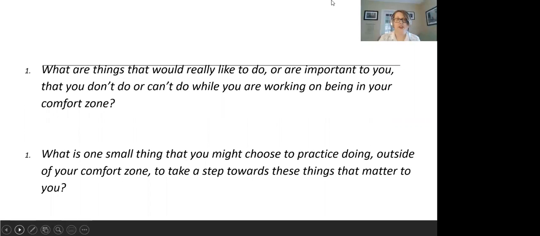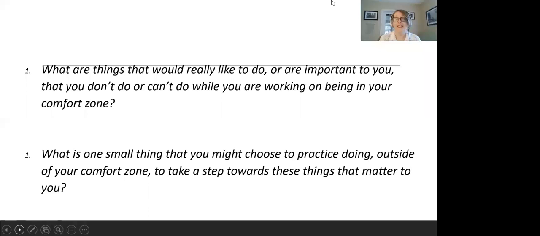The next question is, what are things that you would really like to do that are important to you that you don't do or can't do while you're working on being in your comfort zone? Right? And you would write those in that larger discovery zone of your little worksheet. Okay. So for me, it would have been noticing the scenery, taking pictures, actually being with the people I was with instead of obsessing over whether I was going to fall off this ledge. Right. I wasn't doing any of those things when I was working on avoiding my fear of heights.